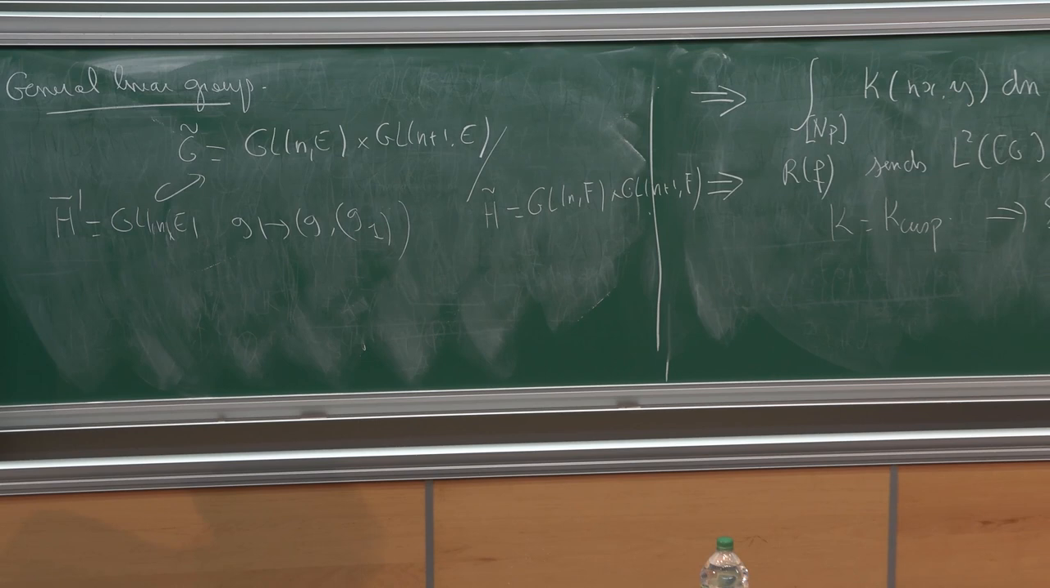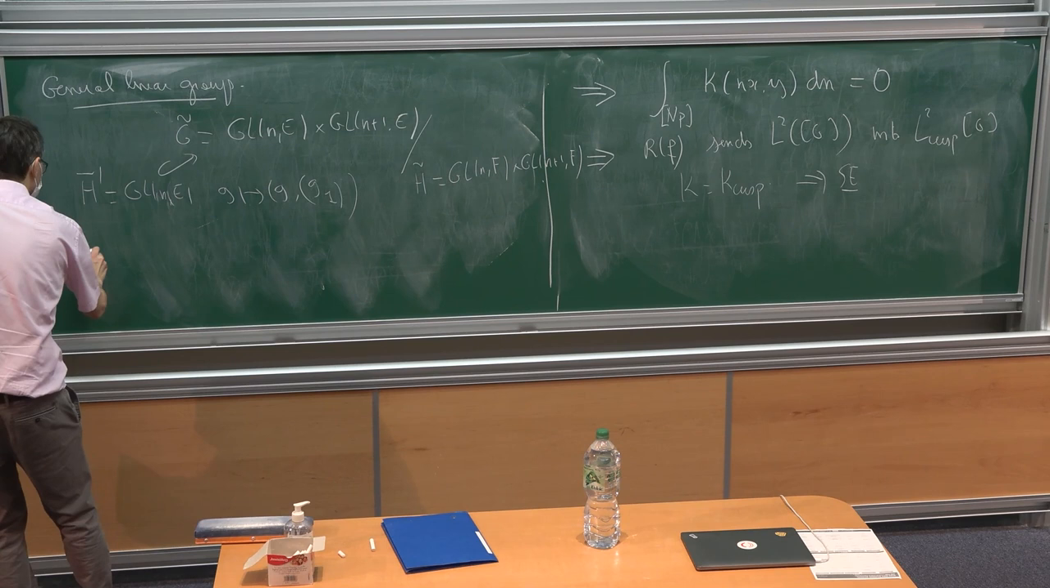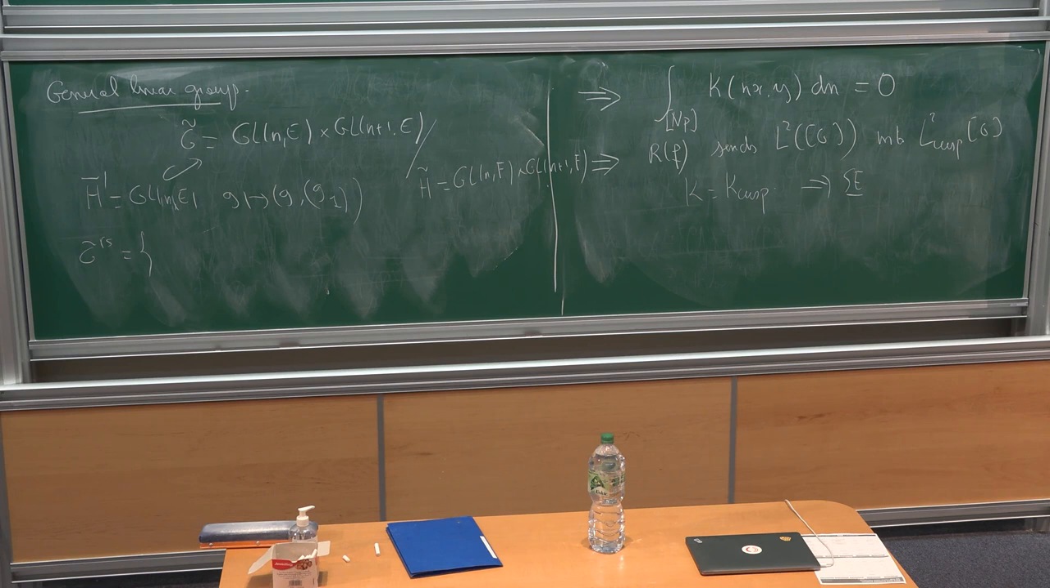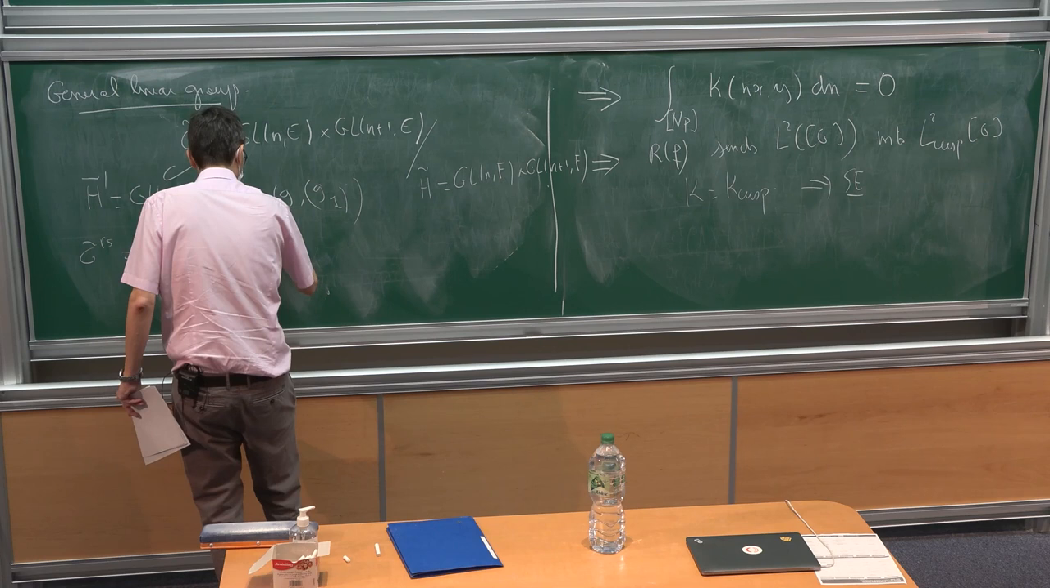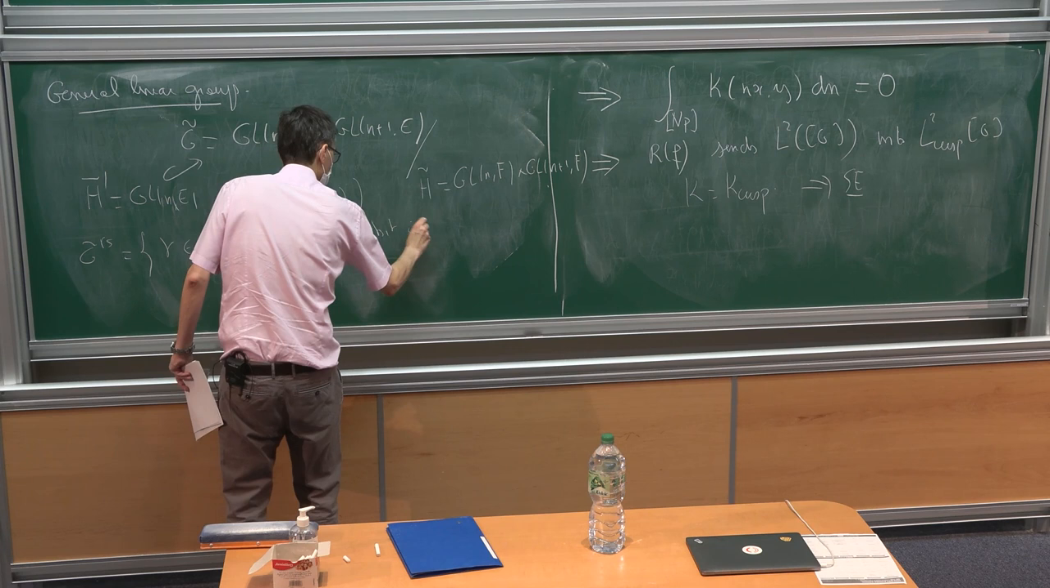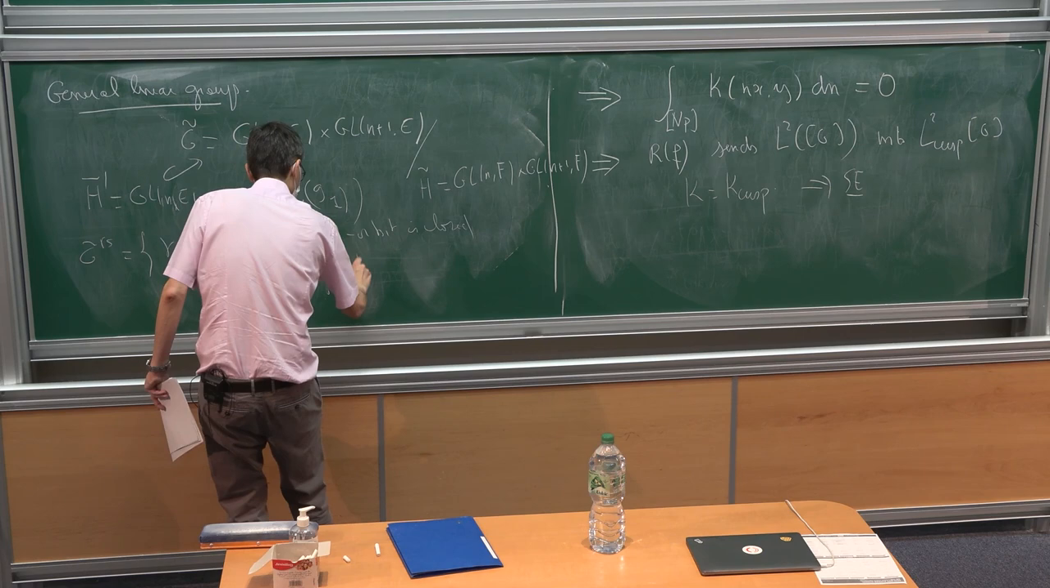So as before, the regular semisimple locus is really simple. In fact, this is the gamma in G tilde such that the H tilde prime cross H tilde orbit is closed and the centralizer is trivial.